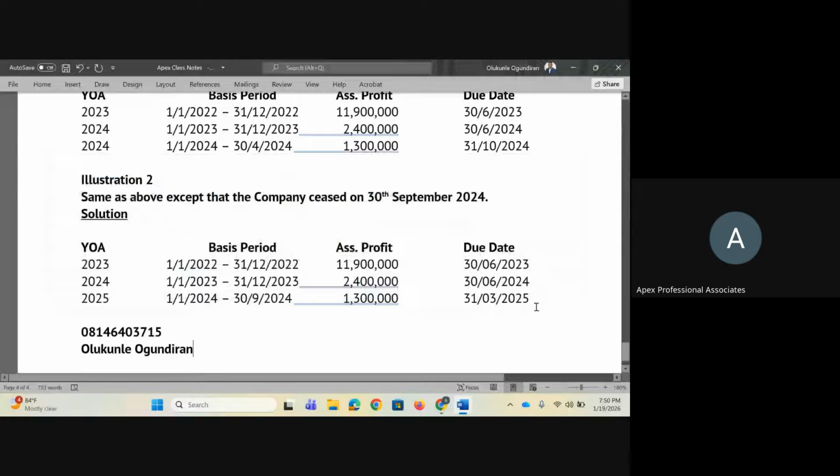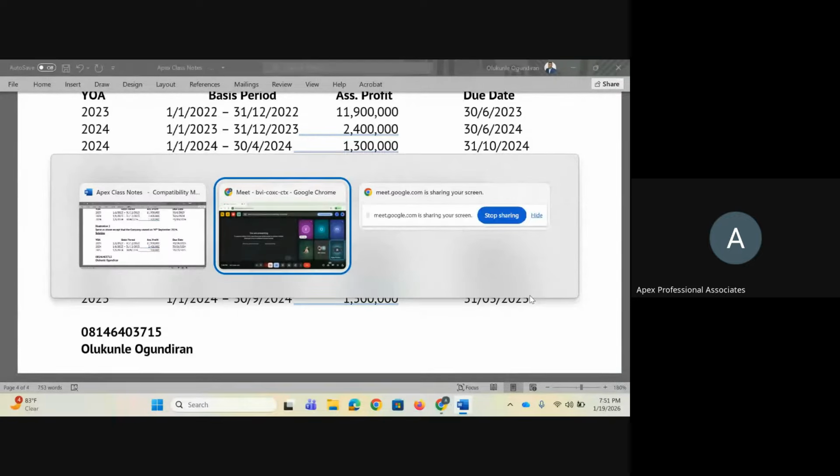So let me go back. The idea there is this: when a company ceases operation, it's going to be on preceding year basis if it ceases after 30th June. This one ceased in September, and September is after June, so it's going to be on preceding year basis. That's a year after 2024, which will be 2025. And we said the due date for filing is 6 months after the date the company ceased. So 6 months after September will be March. That's where we have the due date. I hope I've been able to provide that clarification.